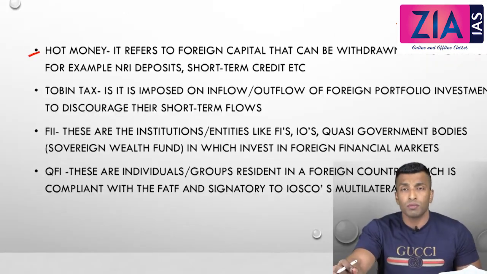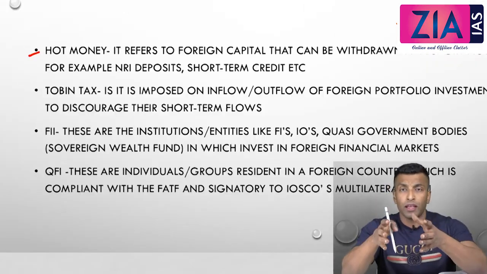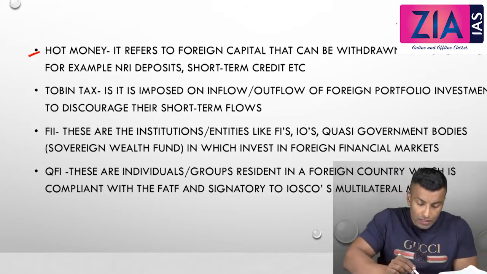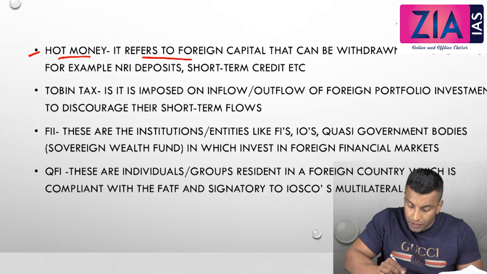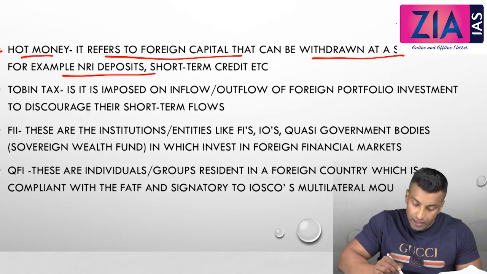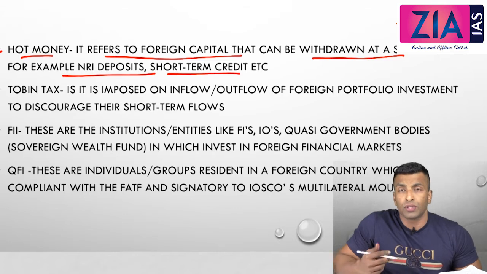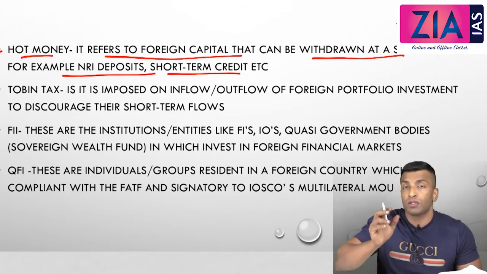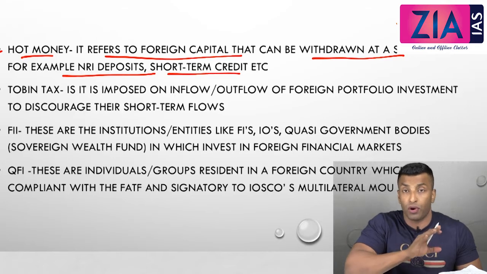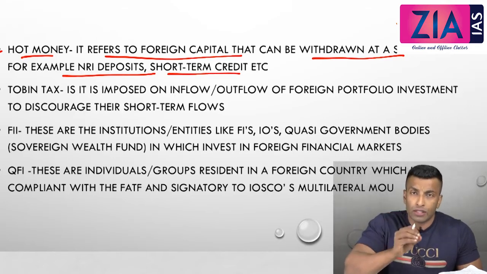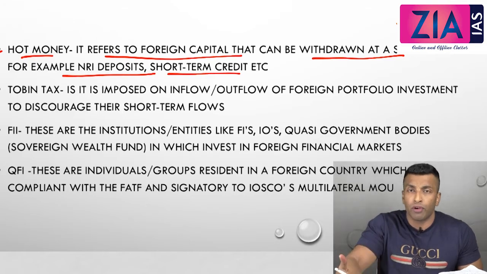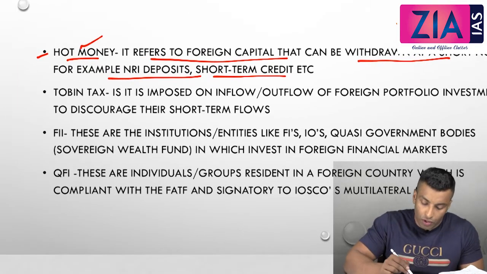Now let's look into some terms. The money invested in foreign financial markets is generally called hot money. Why is it known as hot money? It refers to foreign capital that can be withdrawn at short notice, for example NRI deposits, short-term credit, etc. So this can be withdrawn at any time. In case of FDI, it was not hot money because that is a kind of permanent investment. It will be there for a long time. But in case of portfolio investment, or FIIs, it can be withdrawn at any point of time. That is why it is known as hot money.